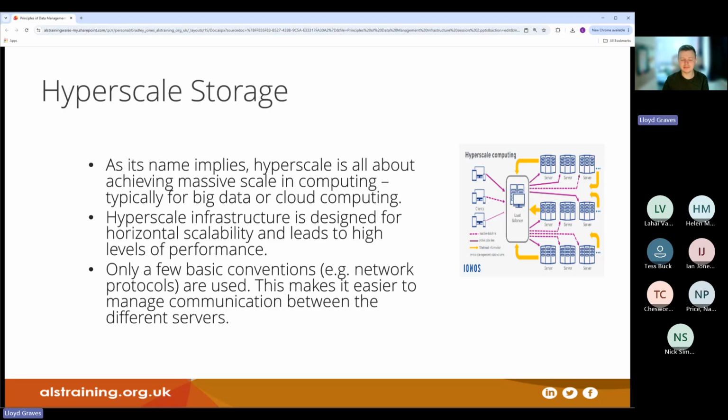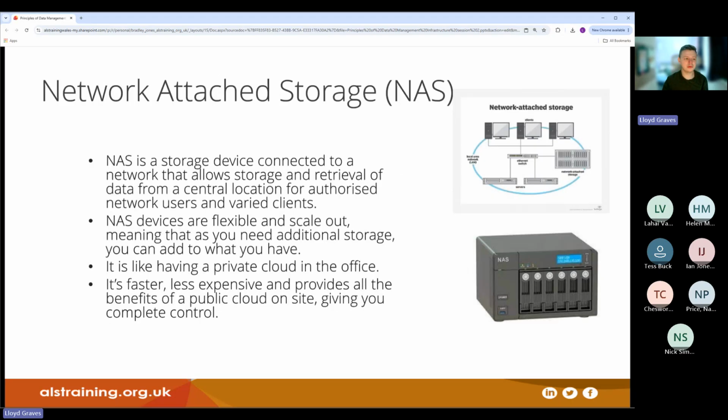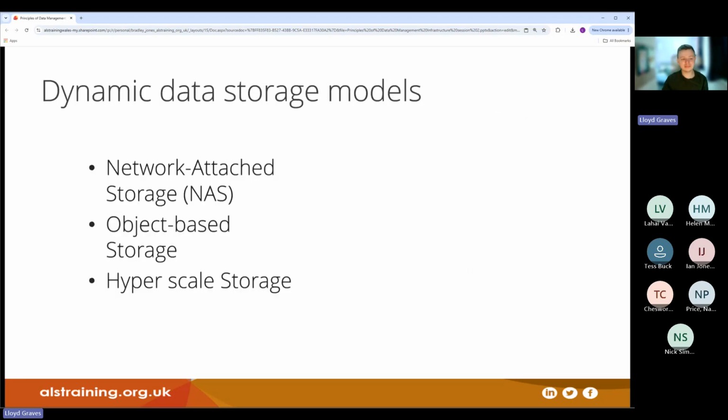demand. I've just realized I forgot to mention it, but if I go back a little bit, the overall topic here is dynamic data storage models, and it'd be helpful to explain what that term means really quickly. A dynamic data storage model is basically a storage model that is built with scalability in mind. It's designed in a way that makes it easy to adjust.